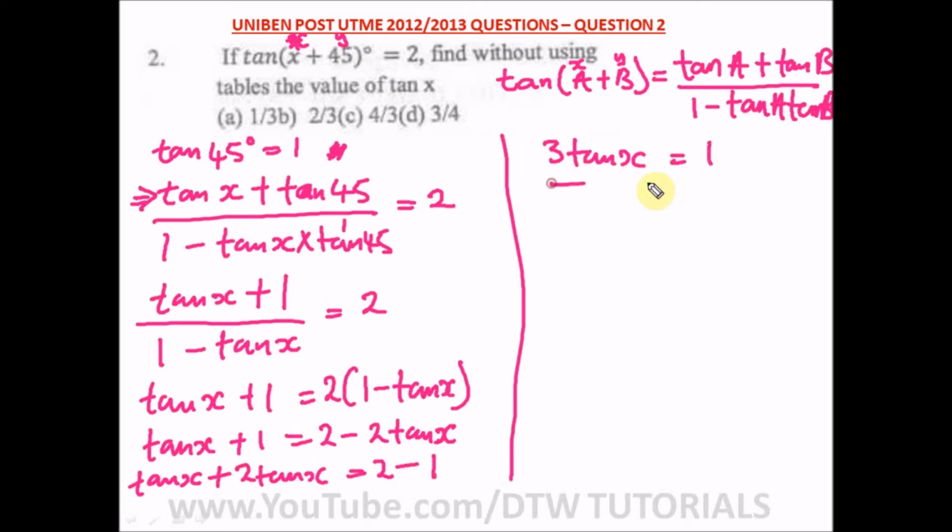To find tan x, we divide both sides by 3. So 3 will cancel out 3 and we're left with tan x is equal to 1 over 3. This is our answer, so our right option here is option A. Since we are told to find, without using tables, the value of tan x, and our value of tan x is 1 over 3, our right option is option A.